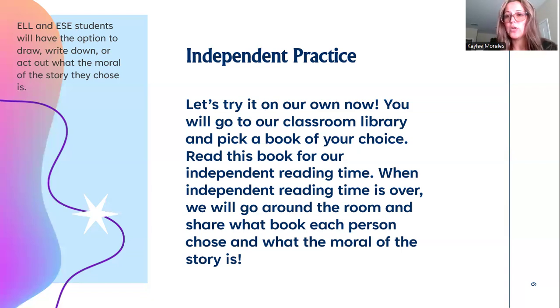One thing, make sure you do not choose a book that's too long, because if you don't get to finish it before our independent reading time is up, you may not grasp the entire moral of the story. Also, it may be a helpful tip to choose a story that has a lot of pictures that will give you a little bit more clues as to the moral of the story.